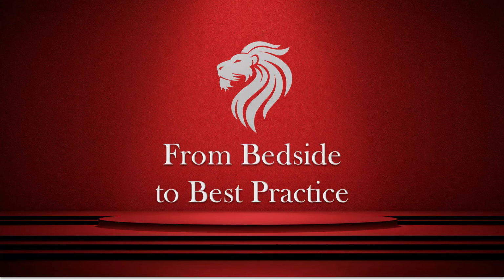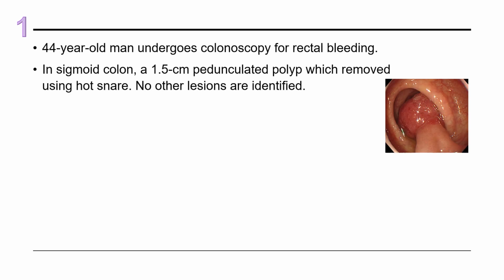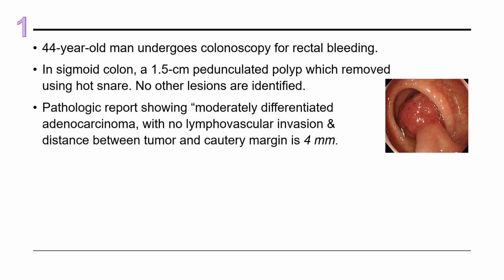From bedside to the best practice. Here is a 44 years old man presented for colonoscopy because of bleeding of rectum. You found in the sigmoid a 1.5 centimeter pedunculated polyp, which is removed using a hot snare. You continue till the cecum and nothing identified more than this polyp.